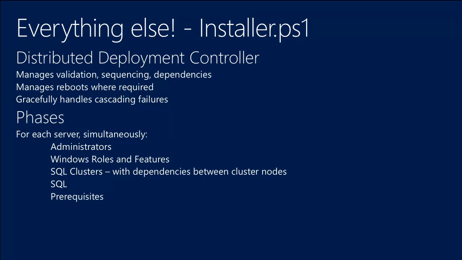There are several phases to what this does. Administrators, so any service accounts that need to be a local admin, it will check to see whether they are, and if it's not, it will make it a local admin. It will install any Windows roles and features that are needed. What it actually does is it goes through all of the roles that you've defined for a specific server and calculates the sum of the roles and features that are needed and installs them in one pass. So if I'm installing multiple components or multiple roles on the same server, I'm still efficient in terms of how I go about installing all those components.